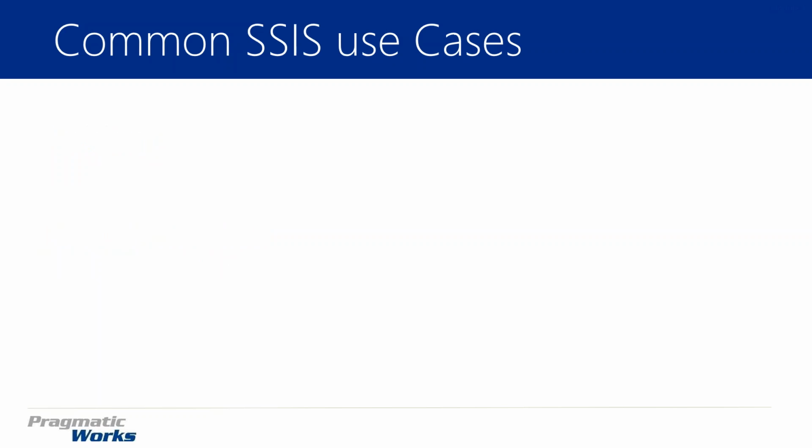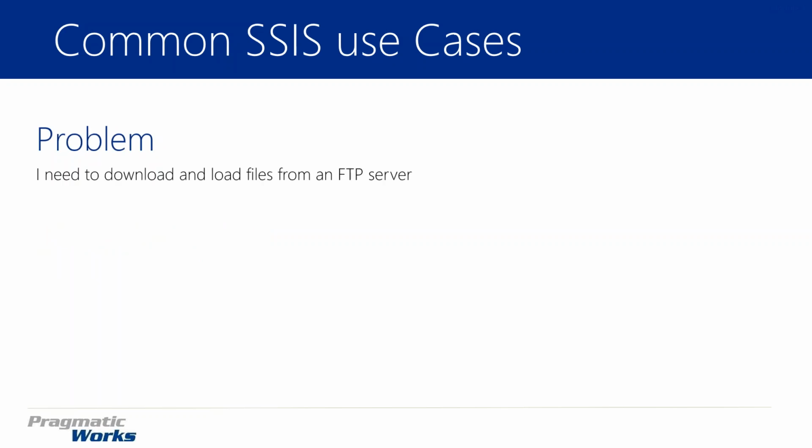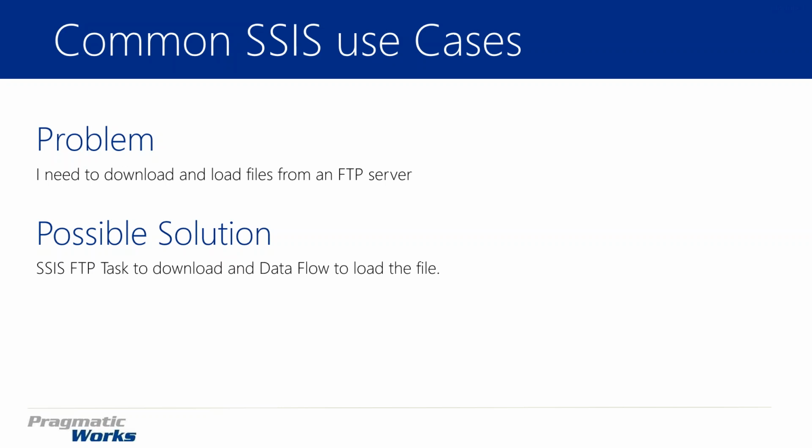So let's look at another scenario. In this one, I have to download and load files from an FTP server, a file transfer protocol server. Now, I do have FTP tasks natively built into SSIS, and I can use them to download and upload files to an FTP server and place them into a data flow, and then load them into a table.